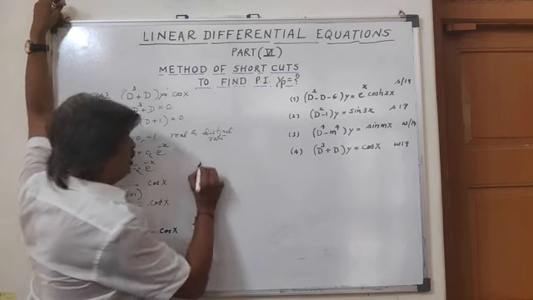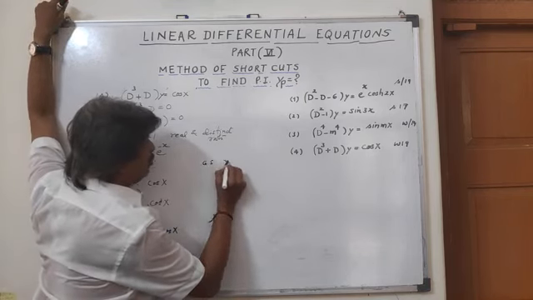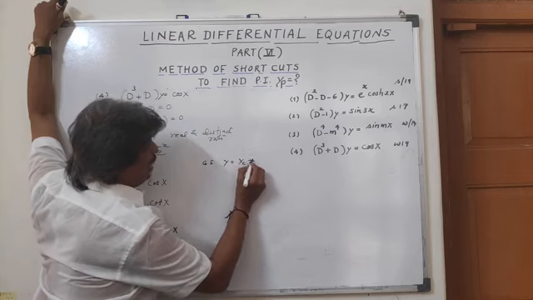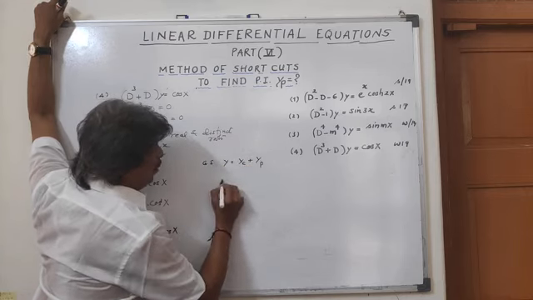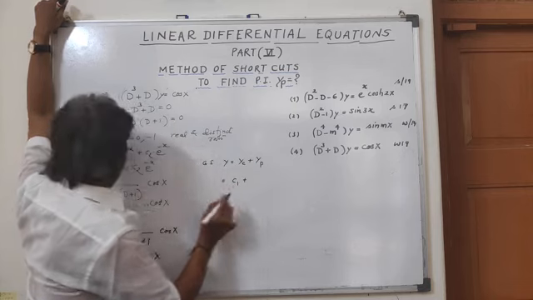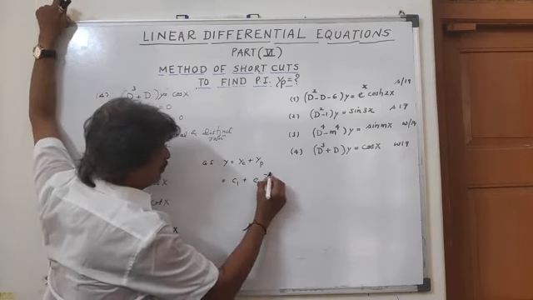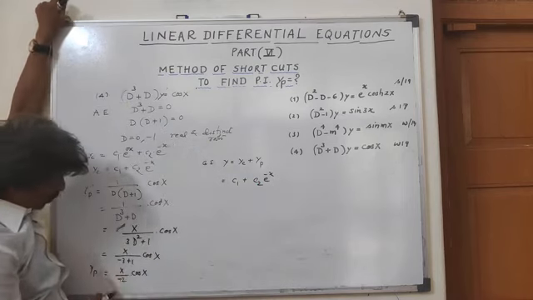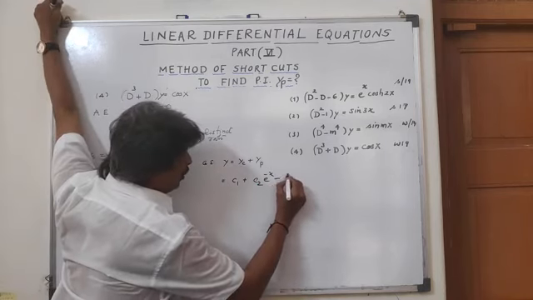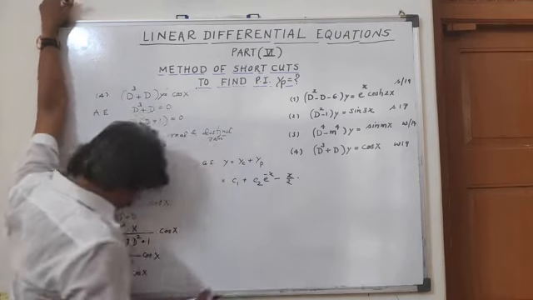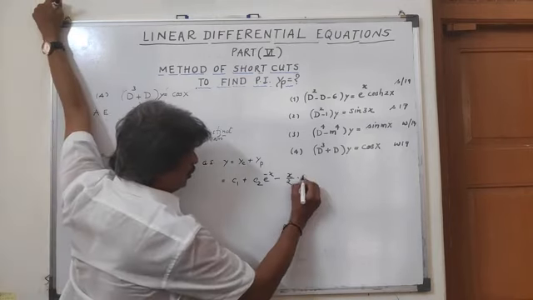So the general solution or complete solution is y equal to yc plus yp. yc was c1 plus c2 e to the power minus x, and the particular integral was minus x by 2 into cos x.